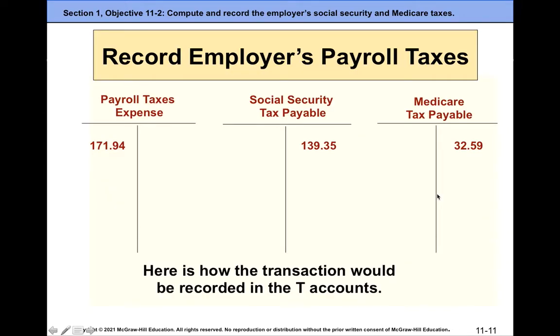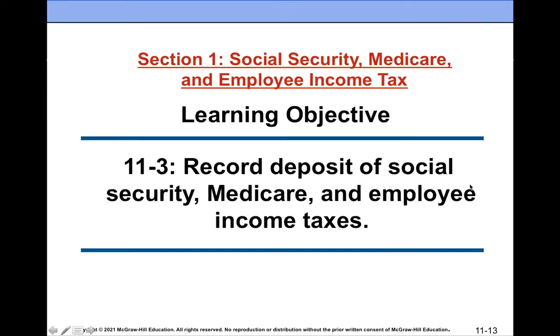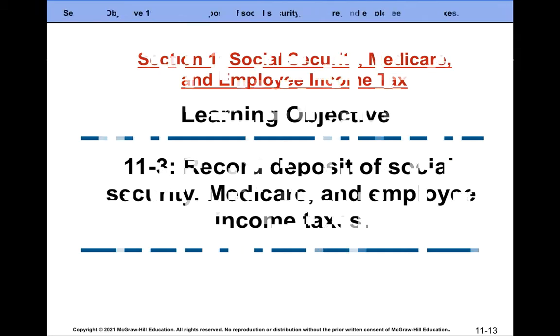Again, debit payroll tax expense, credit Social Security tax payable, Medicare tax payable. Now, when we deposit, we deposit double the amount of Social Security. When we make a payment, we also deposit double the Medicare tax payable. Okay, let's talk about deposits.